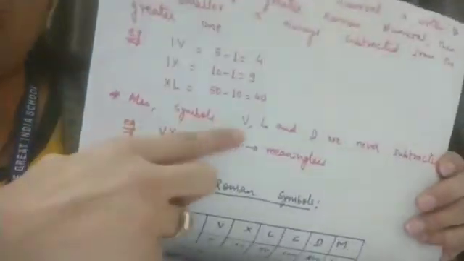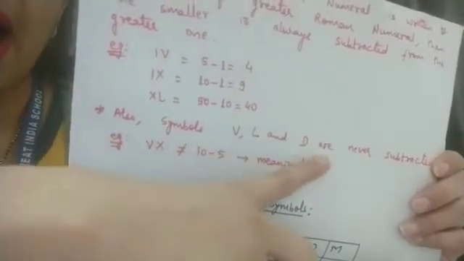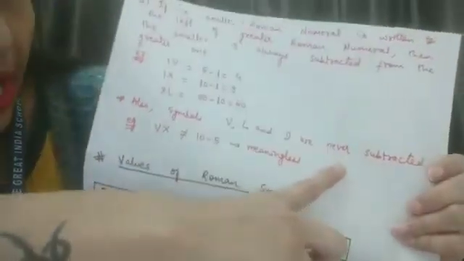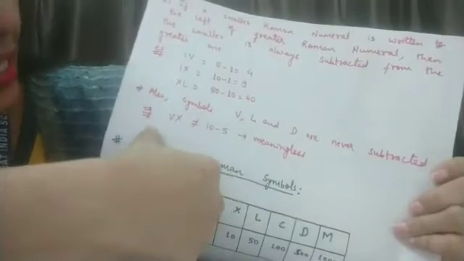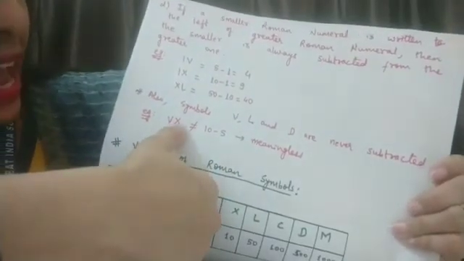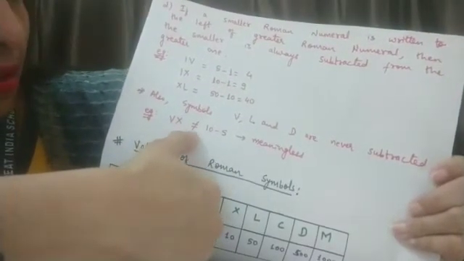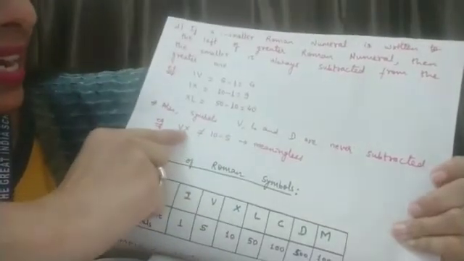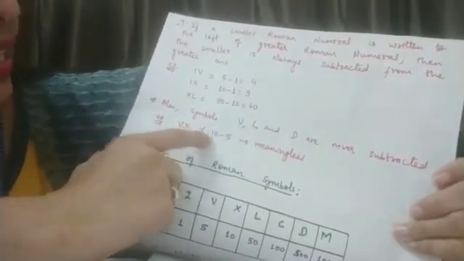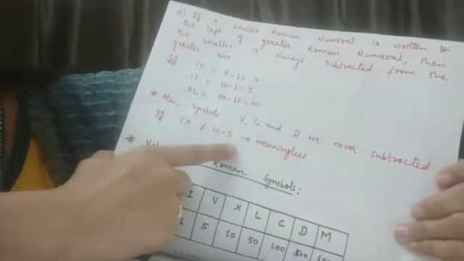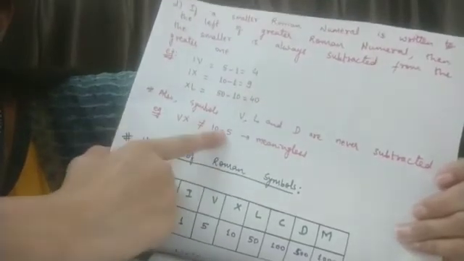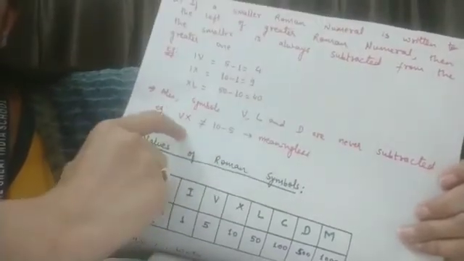Okay. Also, the symbols V, L and D are never subtracted. For example, if we write VX, it is meaningless because we can't write this as 10 minus 5. It is invalid. Okay. So we can't write it; they are never subtracted. So students, this is all about the rules of the Roman numeral system.